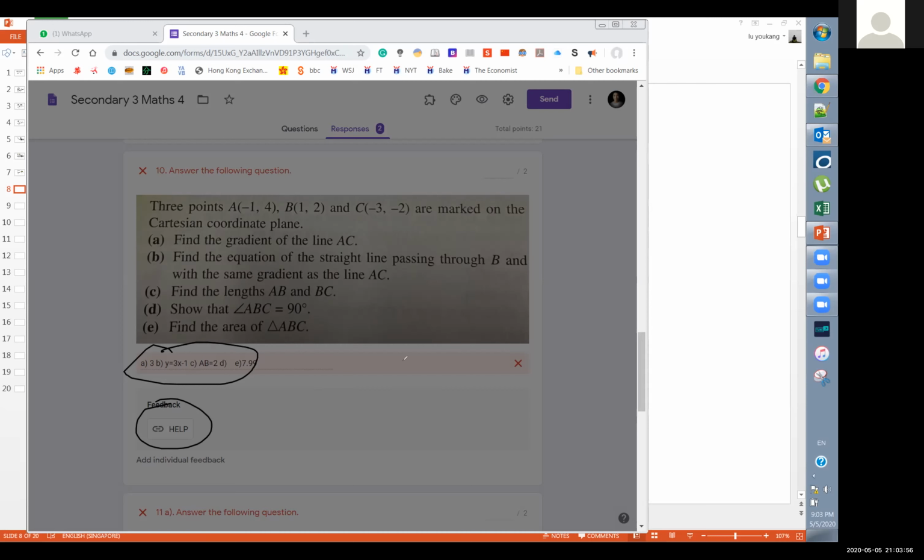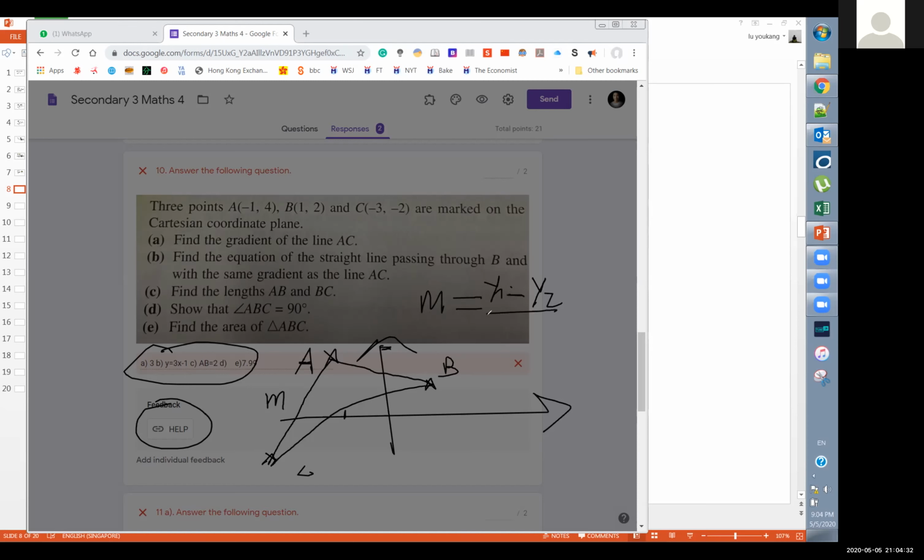So for this question, very simple. What you need to do is get your ABC out. This is your A: 1 and 4. And then you get your B: 1 and 2. And you get your C: minus 3 and minus 2. Then after that, find the gradient of AC. How to find gradient? The formula is? Y1. Correct. Basically, I want to test you on this. If you have used this, then you should be able to get the gradient.